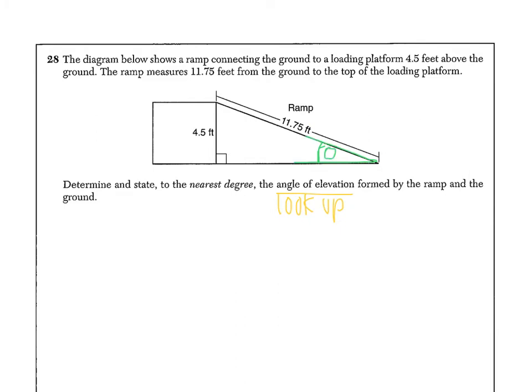So I'm going to choose to call this theta. If you don't like theta, it just means an angle measure. You can call it x. X is fine. So here it looks like we have two sides and one angle. So that tells me that I should be using SOHCAHTOA, my sine, cosine, or tangent. SOHCAHTOA. Where S means sine, C means cosine, T means tangent, O means opposite, A means adjacent, and H means hypotenuse.